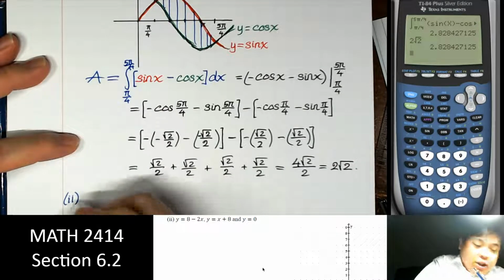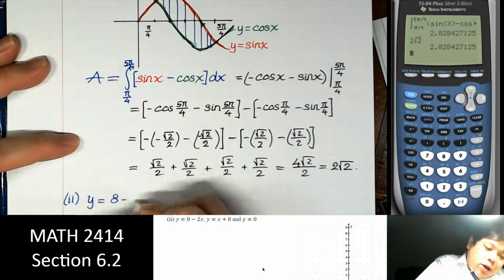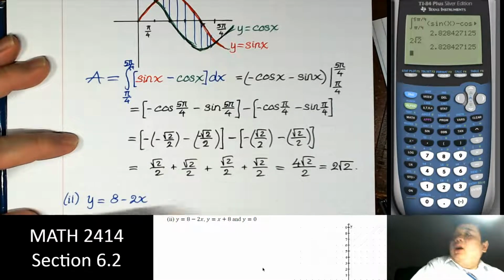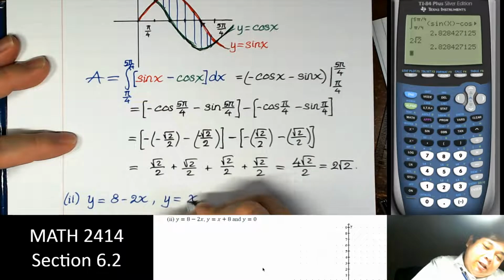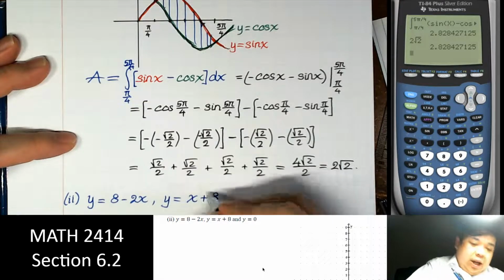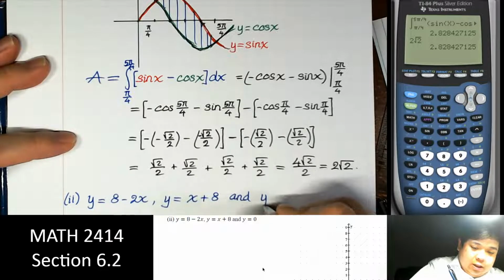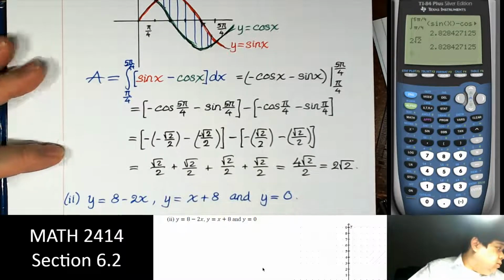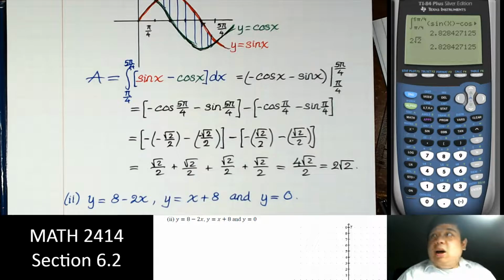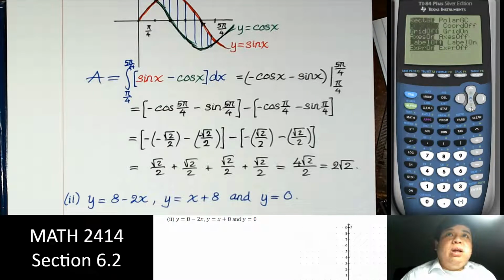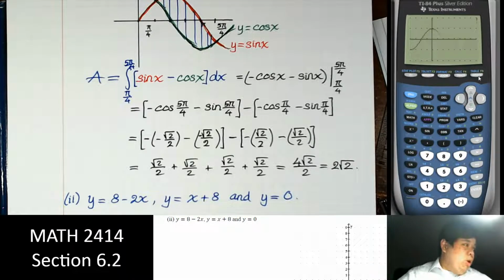Now the region is bounded by these two functions, y equal to 8 minus 2x, y equal to x plus 8, and y equal to 0. Right, sorry, one thing I forgot last time: if you want to, hit second, the window key, that gives us second zoom. Now we're going to turn the grid on, so the graph will look better with the grid on.